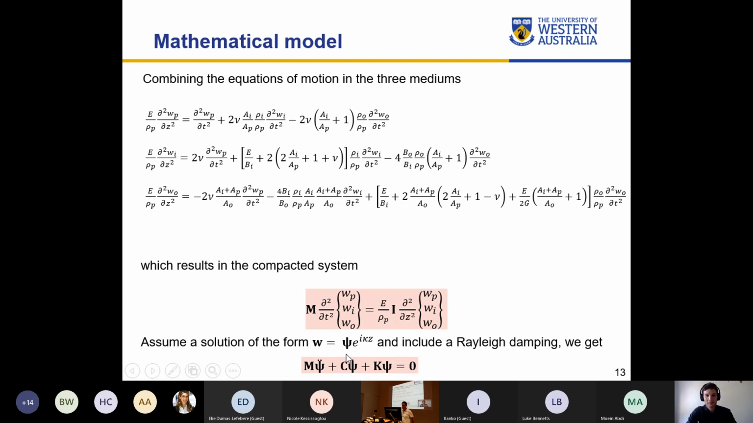It's already 14 minutes. Oh, sorry, I have to go faster than this then. I'll try to go slightly faster. So the point here is that K will actually come from this expression here, and C will be just a combination of M and K. That's the usual Rayleigh damping, and now it's a question of actually solving this equation here.